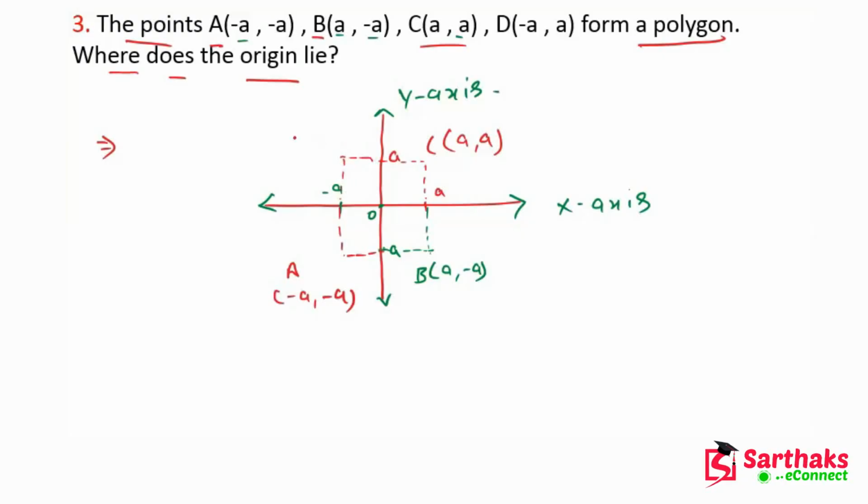This is the point D, which is (-a, a). Now my dear friend, if we observe this figure, the origin lies at the center of this square. This is a square.